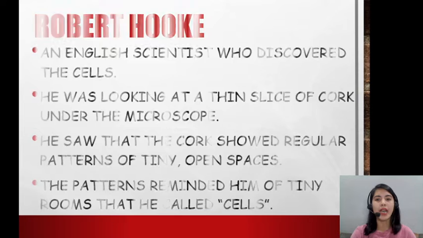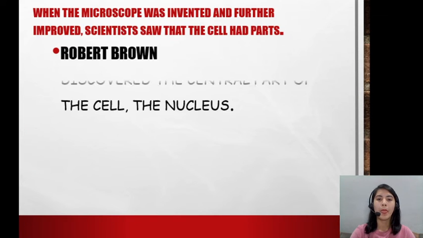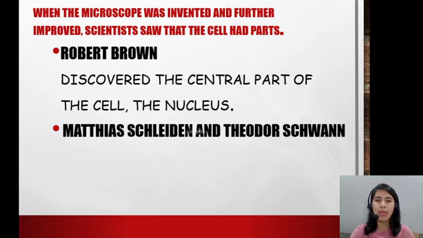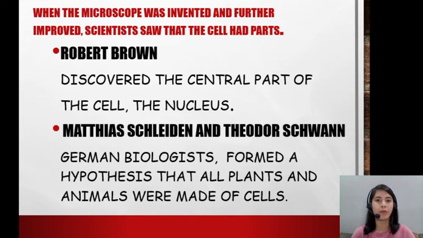And then after that, nade-develop na ang microscope, okay? So, pinagpatuloy to ni Robert Brown. So, si Robert Brown, diniscover niya yung central part of cell at tinawag niya ngayong nucleus. And then after that, lumabas ngayon si Matthias Schleiden and Theodor Schwann, which are German biologists, wherein they hypothesized that all plants and animals were made of cells.